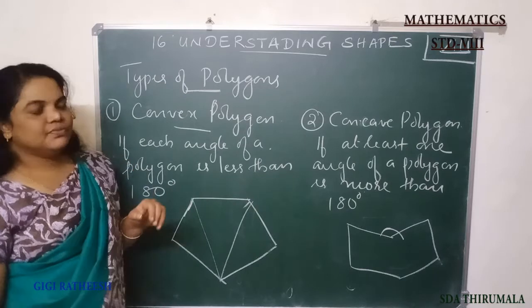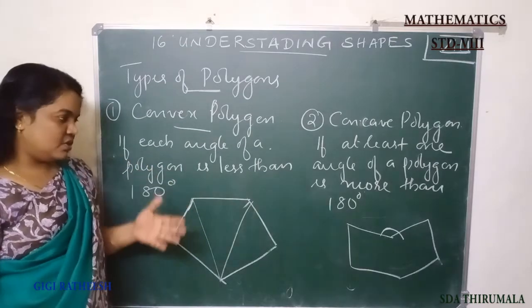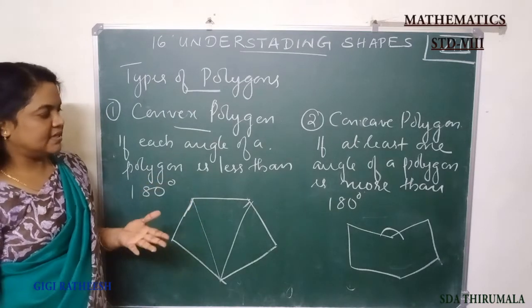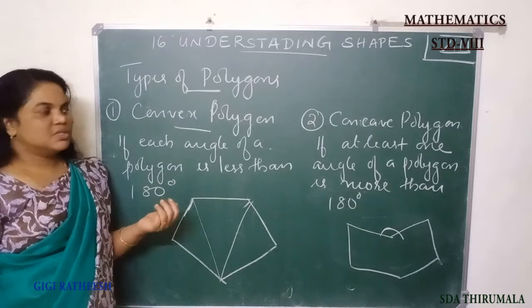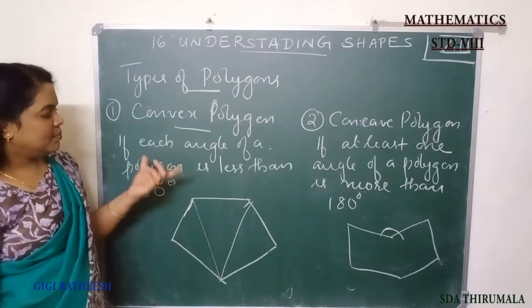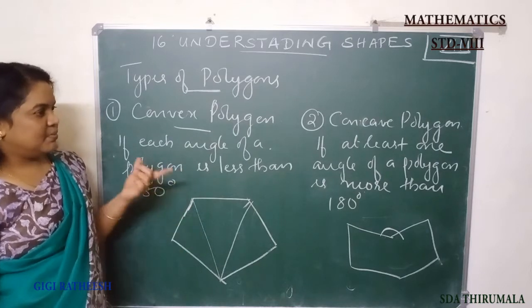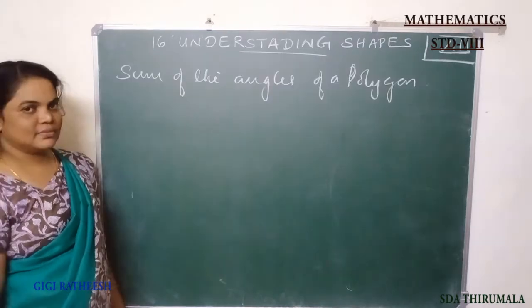And if it is not stated whether a polygon is concave or convex, then it is a convex polygon. Unless the name of the polygon is stated, a polygon means it is a convex polygon.